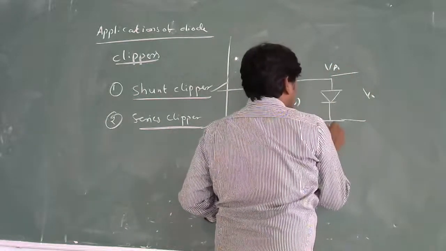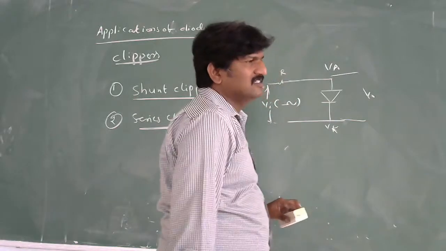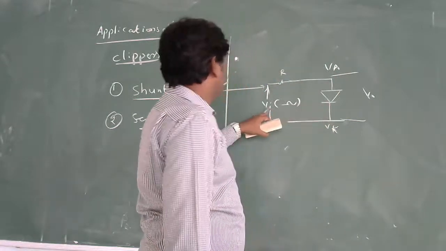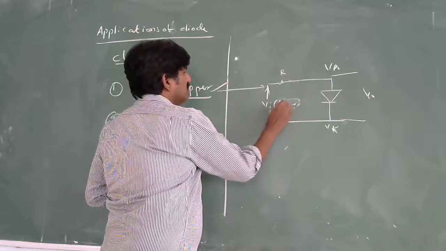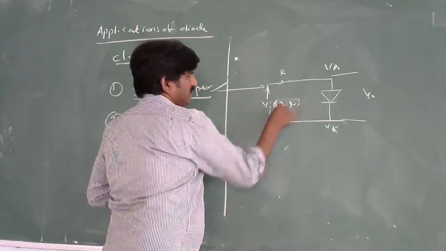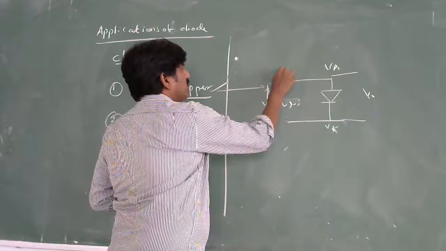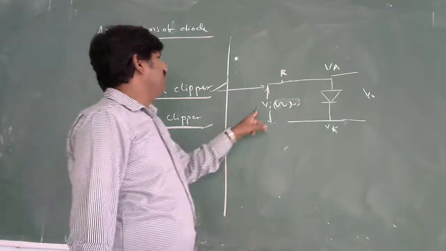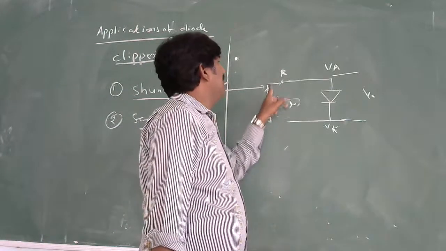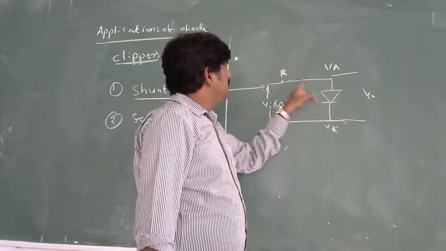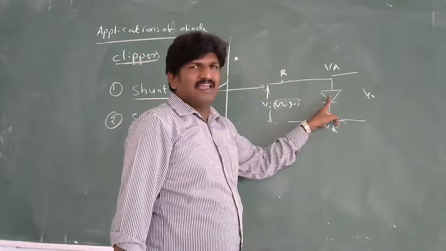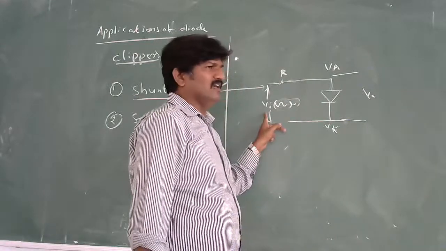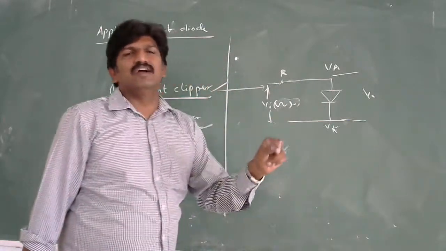We have VA and VK, the voltage at the anode terminal and the voltage at the cathode terminal. Now you are applying the input voltage, that is the sinusoidal voltage, and we have the input resistance, named R. You should understand that VI is connected across R and the diode. It means R and the diode are acting in series with each other. These are going to share this input voltage according to the voltage dividing rule.